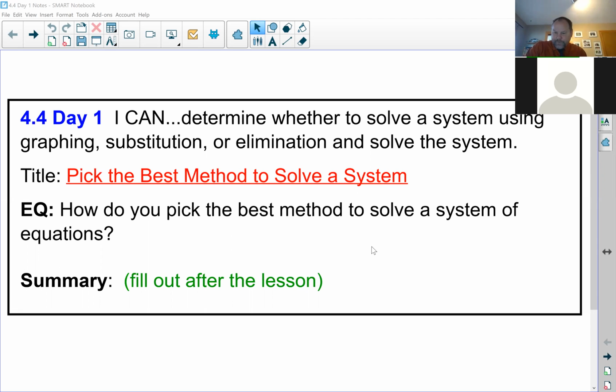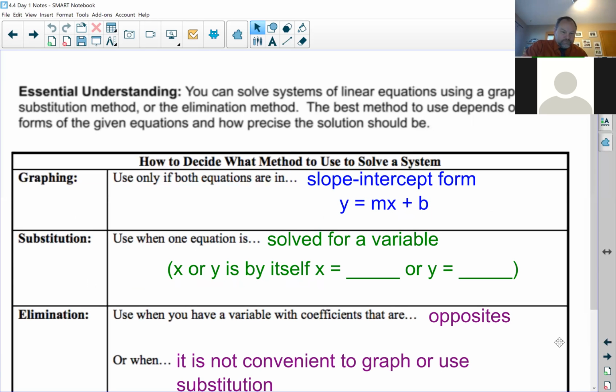All right, so some things that may be helpful in deciding which method to use. As it says at the top, the essential understanding: you can solve systems of linear equations using a graph, the substitution method, or the elimination method. The best method to use depends on the forms of the given equations and how precise the solution should be.